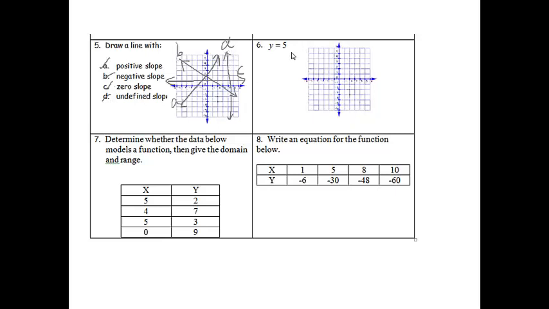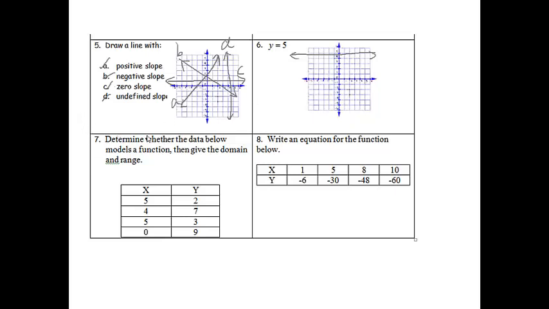Alrighty. Okay, next problem, y equals 5. If the y-axis is vertical, y equals is going to be horizontal. So I just go to y equals 5 and make a horizontal line. Please notice on all of my lines I have been putting arrows.